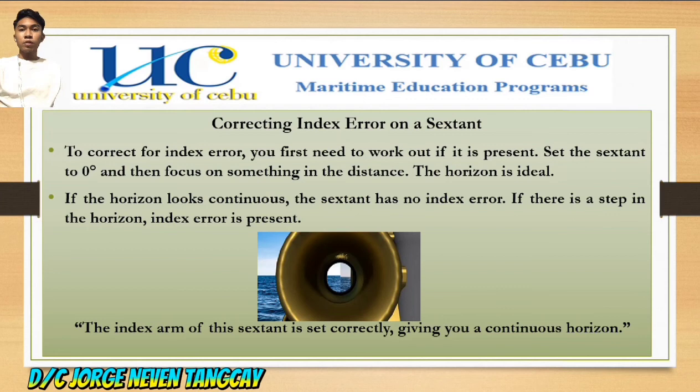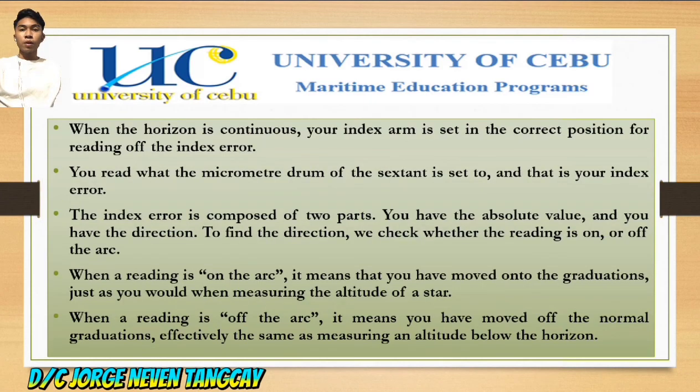In the next illustration, the index arm of the sextant is set correctly, giving you a continuous horizon. Your index arm is in the right position for reading off the index error when the horizon is continuous. This is your index error. You read what the sextant's micrometer drum is set to. There are two aspects to the index error: the absolute value and the direction.